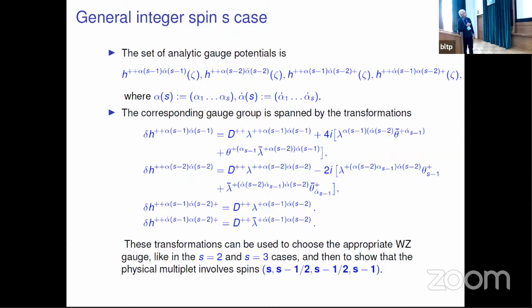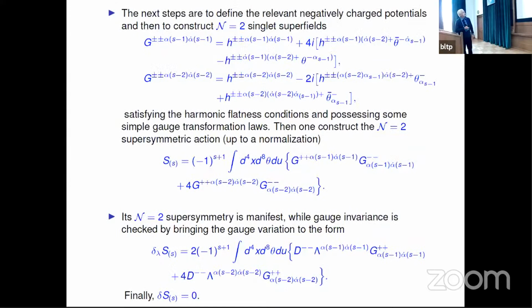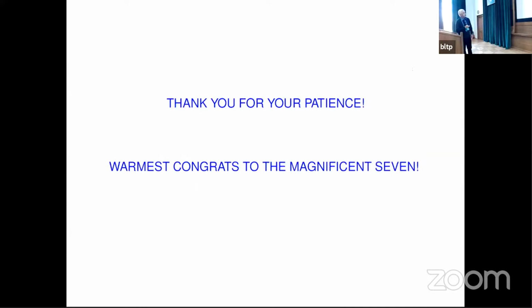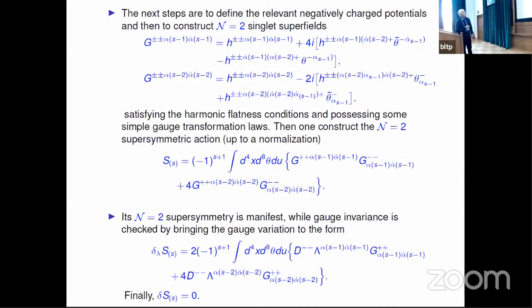You have to introduce this set of additional negatively charged superfields, but the basic ones are analytic, having these harmonic charges plus. The corresponding gauge group is also easily found, and it can be shown that in the West-Gemini gauge you have the following spin content, which is given here. Next step, we define analogously these new non-analytic superfields and construct the action completely the same way, and it is invariant under this gauge transformation, like in the case of spin 2 and spin 3.